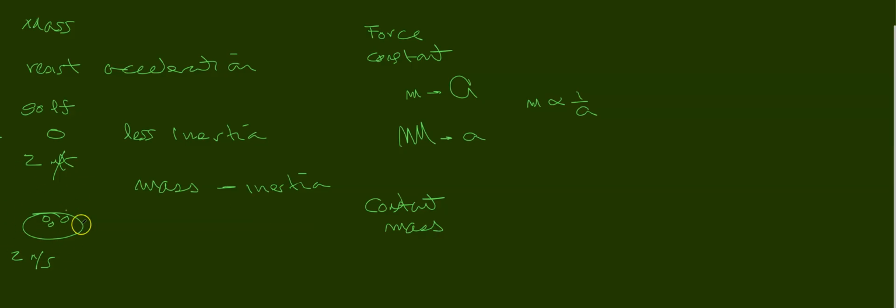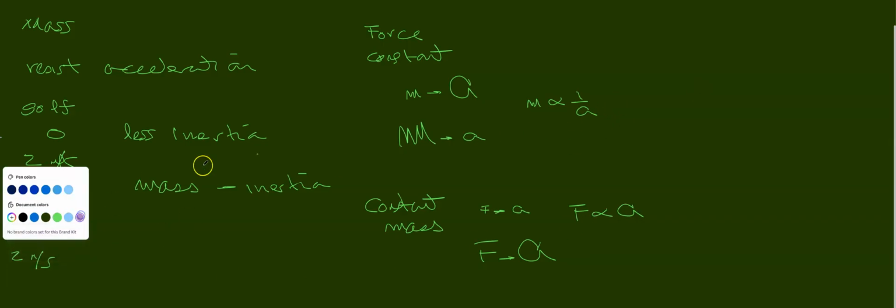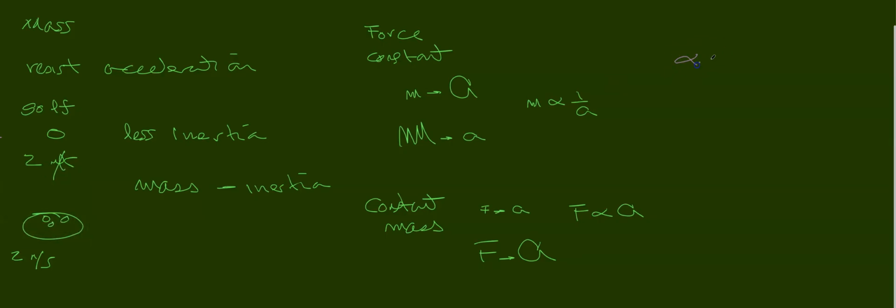Now, with constant mass, we're only dealing with, let's say, the golf ball. If you have a small force, you're going to have a small acceleration. But if you have a large force, you're going to have a large acceleration. That means the force is directly proportional to acceleration. These observations were summarized by Newton into an equation that says the acceleration is going to be proportional to the force and inversely proportional to the mass.